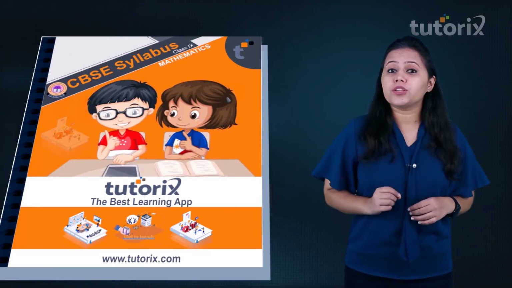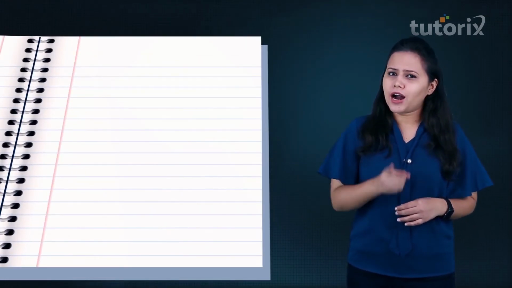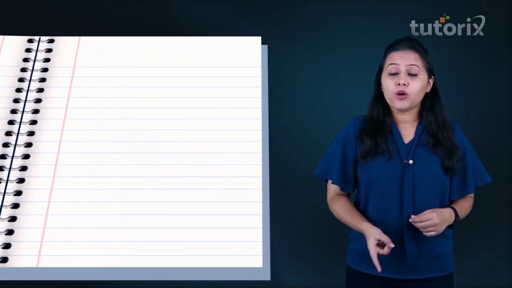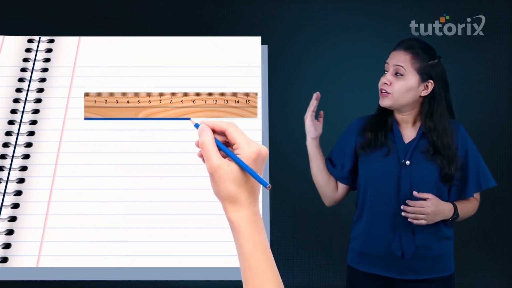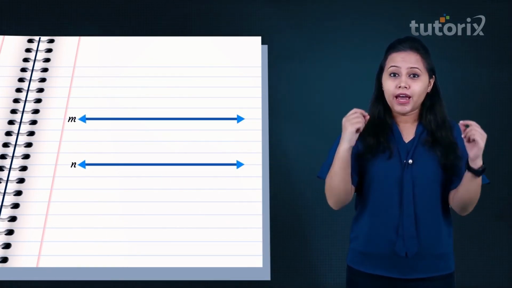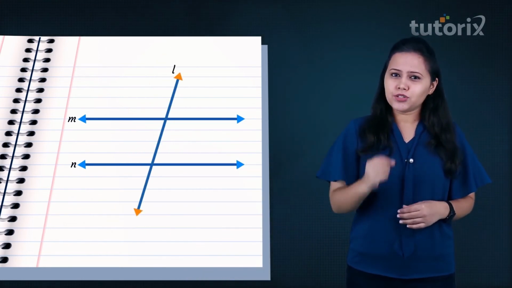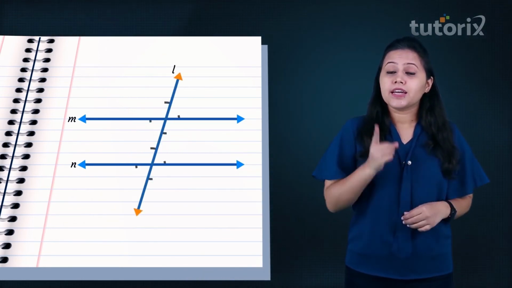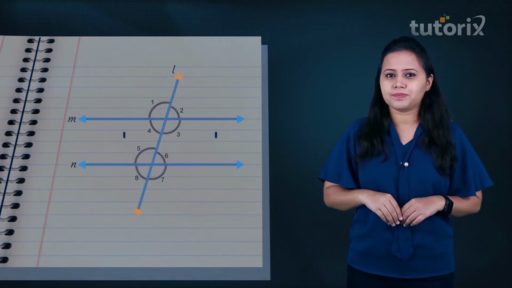So firstly, draw two parallel lines. You know that the ruled lines of your notebook are parallel to each other. So with a ruler and a pencil, draw two parallel lines along any two of these lines. And then draw a transversal to intersect them. Then name the angles like this.